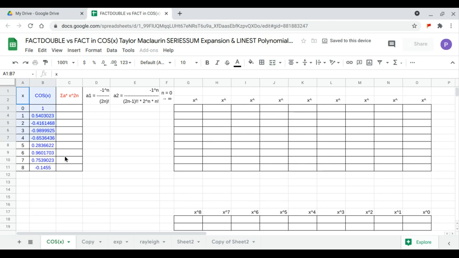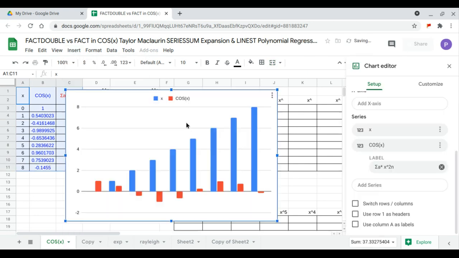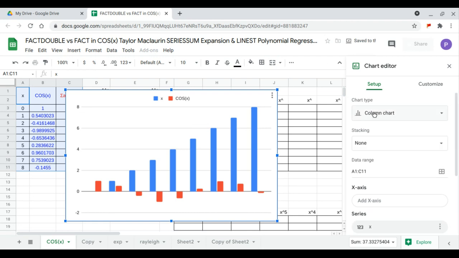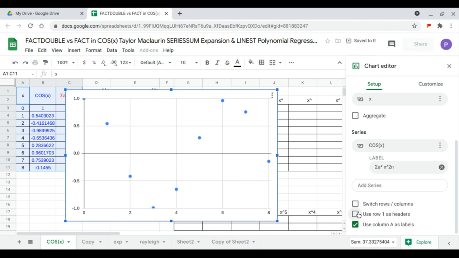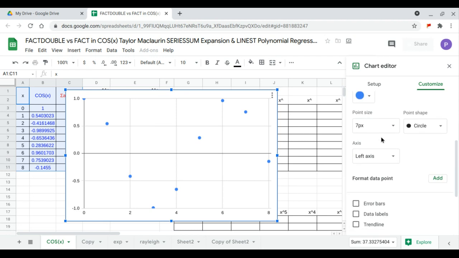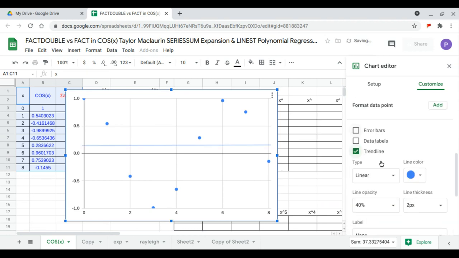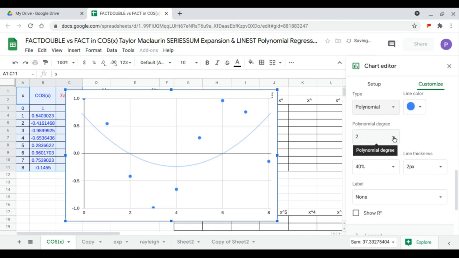And we'll chart this. Insert chart, and we will use scatter chart. Use row 1 as header, column A as label. And the series, you show the trend line. The type, polynomial. The degree, try the highest.